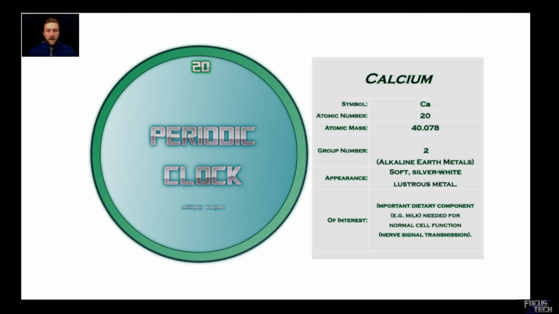Number 20, calcium. So calcium falls under group 2. It's an alkaline earth metal. In terms of appearance, it's a soft, silver-white lustrous metal, and of particular interest, it's also an important dietary component, and this one we find in abundance in milk. In terms of its function, it's really important, particularly in the nervous system, for cell communication through action potentials.